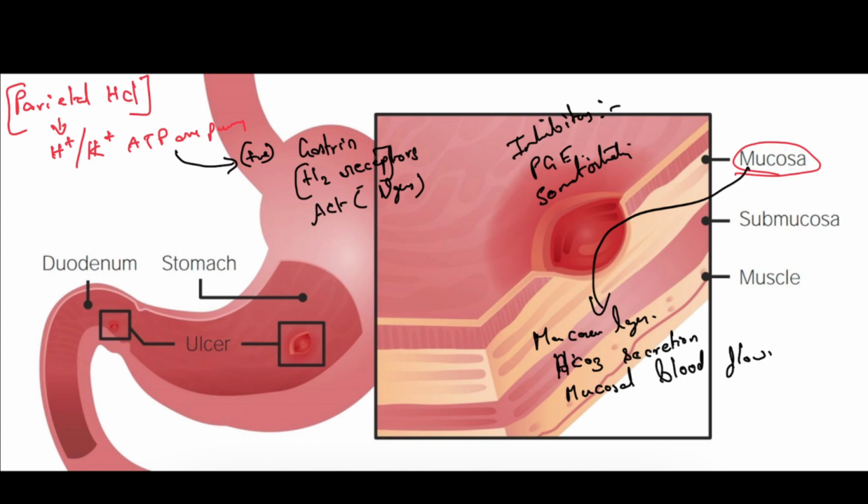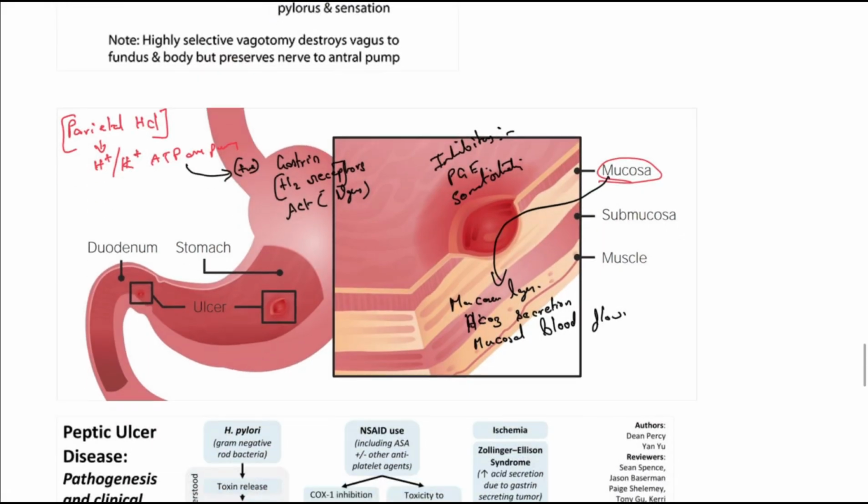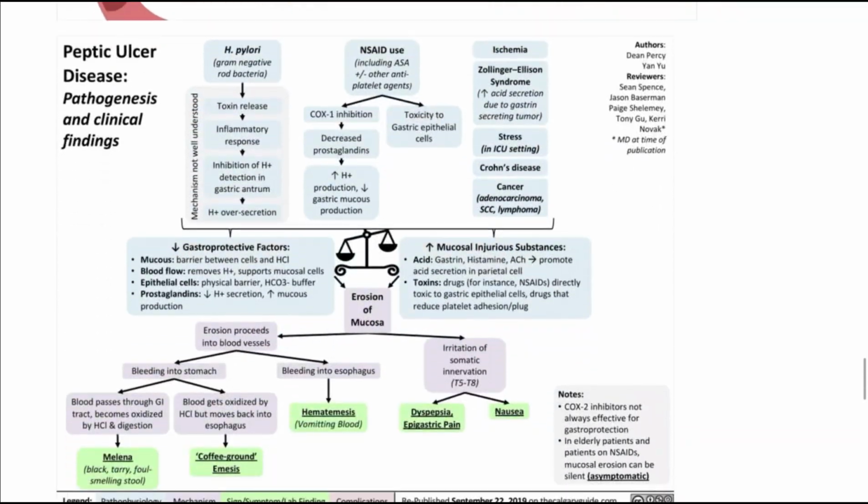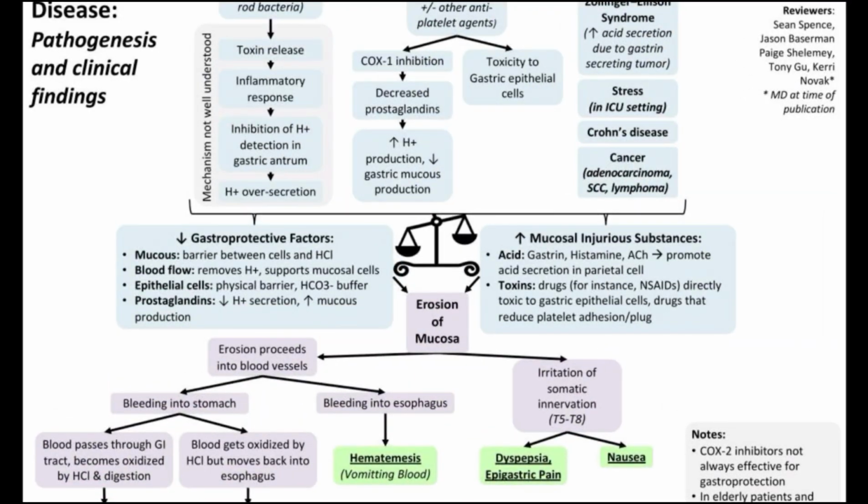In clinical relevance, peptic ulcer disease occurs when acid increases or protection is reduced. When acid increases, the protection will reduce, or both will be affected. Okay, so these are the things. Next, we can see here the main pathogenesis.